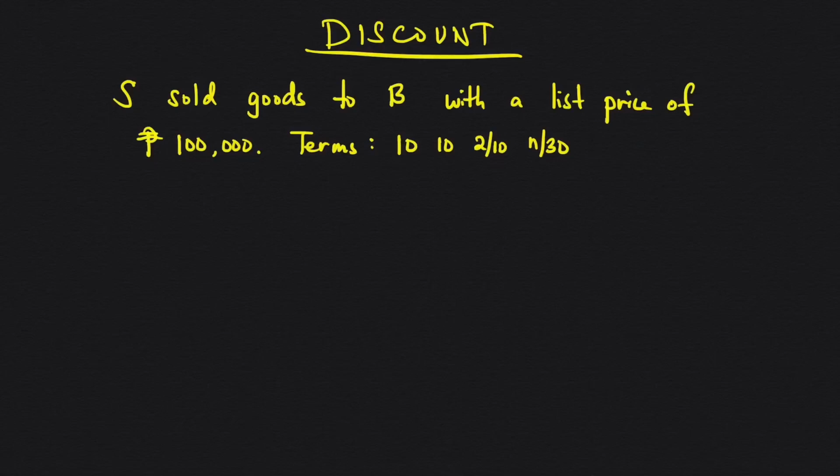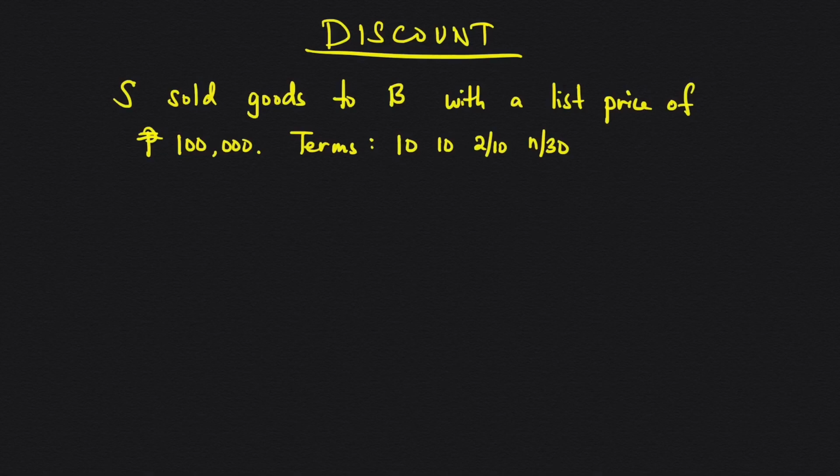Hello. In this video, I'm going to talk about discounts, specifically cash and trade discount. So consider this transaction. S sold goods to B with a list price of 100,000 pesos, and you are given the terms 10, 10, 2/10, n/30.